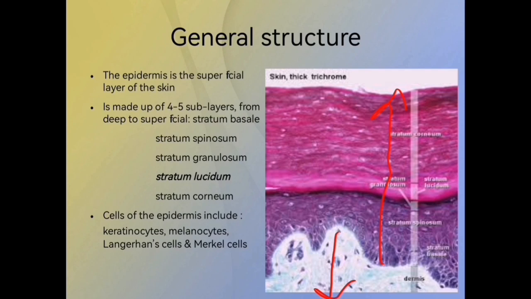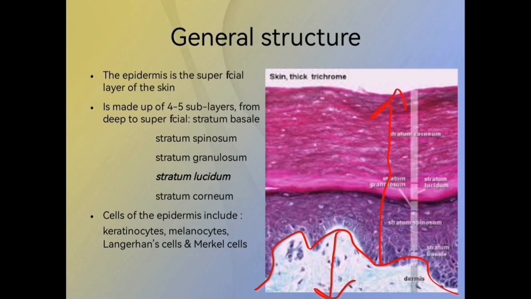Okay, so the epidermis is made up mainly of 4 layers, but there's an exception here. We have a 5th layer which is present only in thick skin. The 4 or 5 layers of the epidermis, from the basal layer going superficial, are the stratum basale, this layer here, the deepest layer of the epidermis.